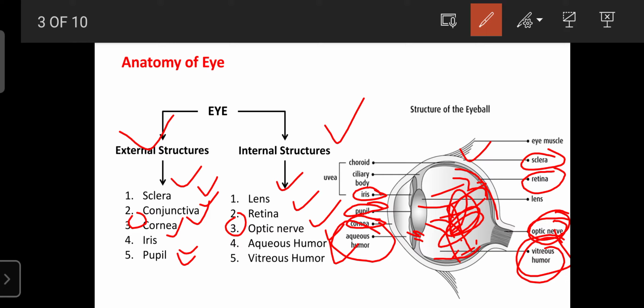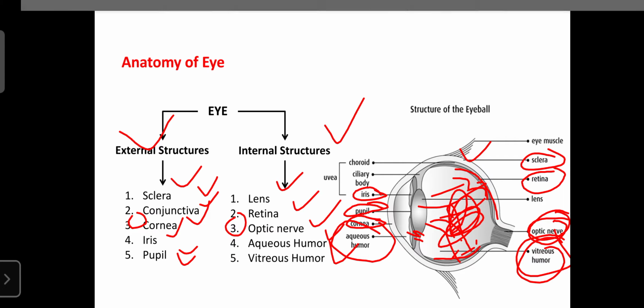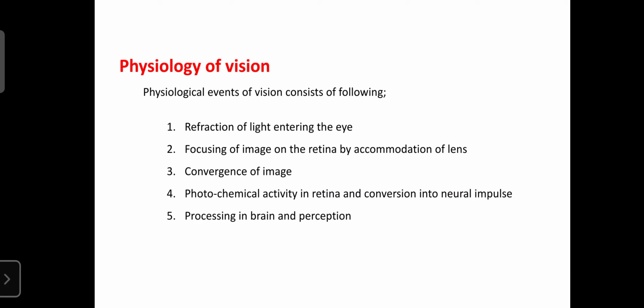Like that, the lens, and the retina is the membrane at the back side where the object image falls. Then the optic nerve is most important to carry the impulses generated by the retina. Then the aqueous humor and vitreous humor protect the eye, and they are involved in the refraction of the light. Next we can learn regarding the physiology of vision.